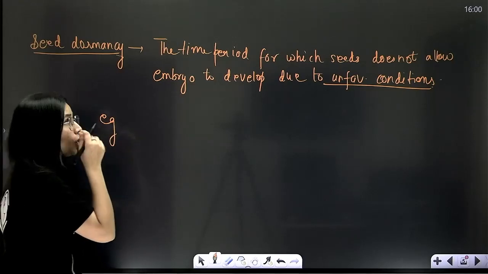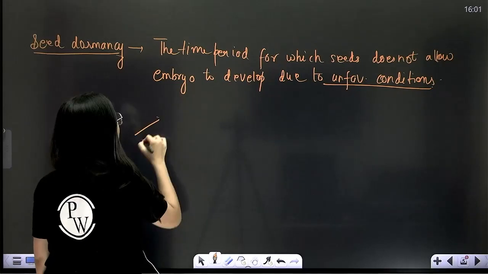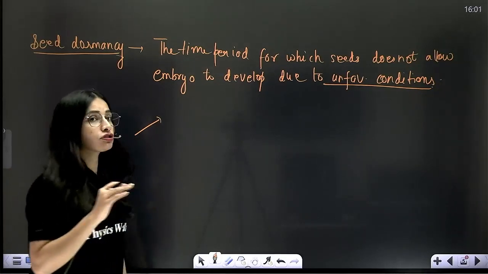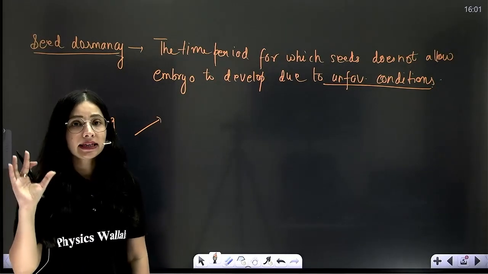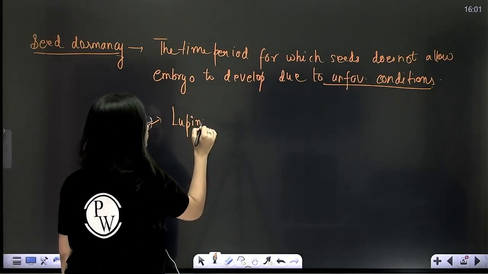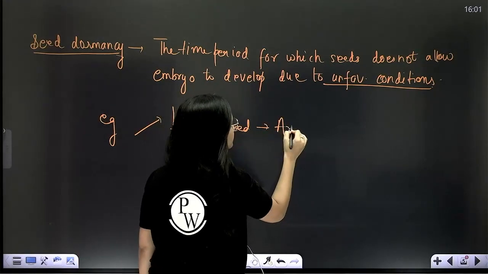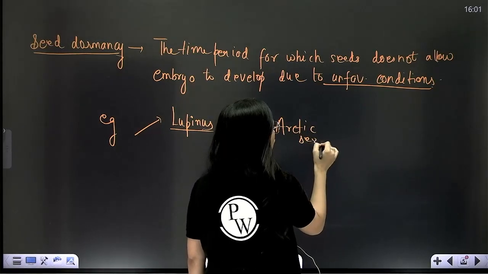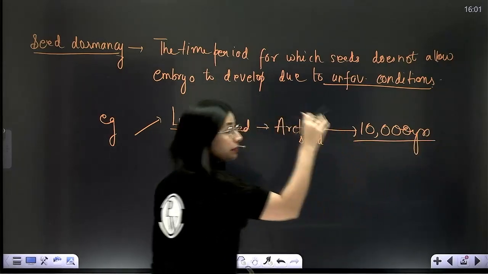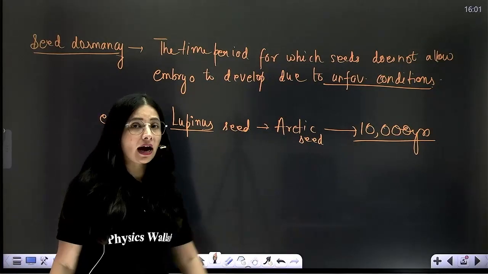Like for example, two are quoted in your NCERT, which you have to remember. One of the seeds, which is about 10,000 years old and still viable, is extracted from the Arctic region and the name is Lupinus arcticus. So the Lupinus seed has been extracted from the Arctic region and its dormancy is for about 10,000 years. It's viable since 10,000 years. Can you see the dormancy range of this Lupinus arcticus?